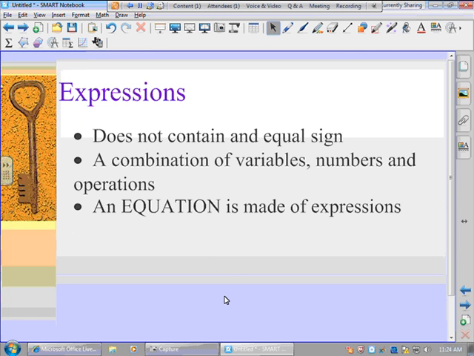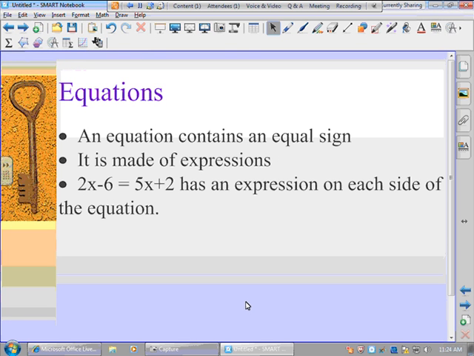An expression is a combination of variables and numbers and operations. An expression does not contain an equal sign. An equation does have an equal sign. It's got an expression on one side of the equals and an expression on the other side of the equals. Here we have 2 expressions, 2x minus 6 and 5x plus 2. And because we put an equal sign in the middle, now we have an equation.